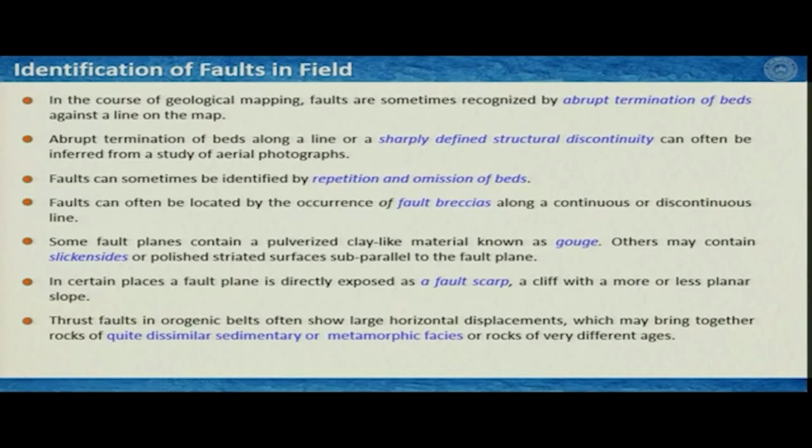Finally, thrust faults are of large orogenic scale, and because they travel a long distance, they may bring together rocks of quite dissimilar sedimentary or metamorphic facies, or rocks of very different ages. That can also happen due to folding, but in thrusts it is more common. And for the subsurface, if you do seismic imaging, a seismic reflection survey and so on, you can also figure out the faults from those images if you know how to interpret them. So these are the different ways that you identify faults in the field.